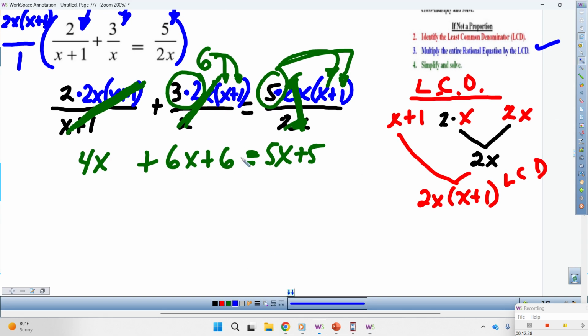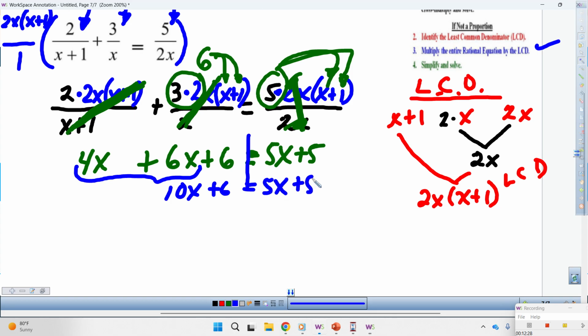Line down the equal sign, we need to get all the x. Let's simplify the left side. Can we combine stuff? Yes, this is 10x plus 6 equals 5x plus 5. Let's get all the x's to one side. I start with the smallest one, so I subtract 5x, subtract 5x. That leaves me with 5x plus 6 equals 5.